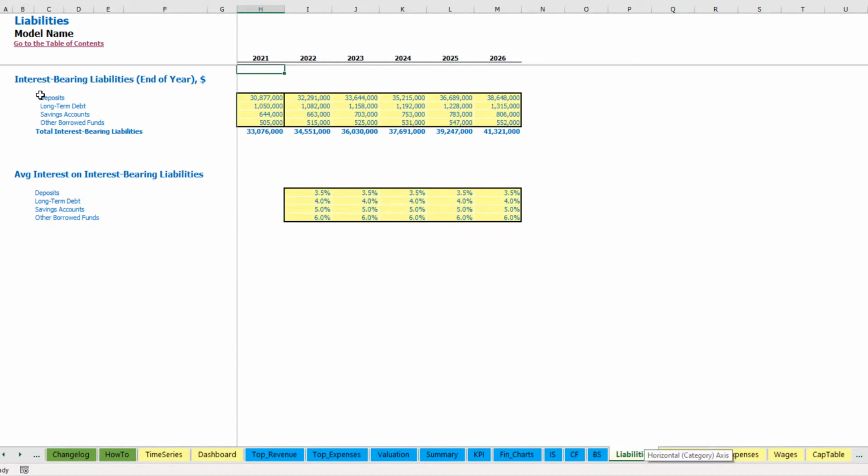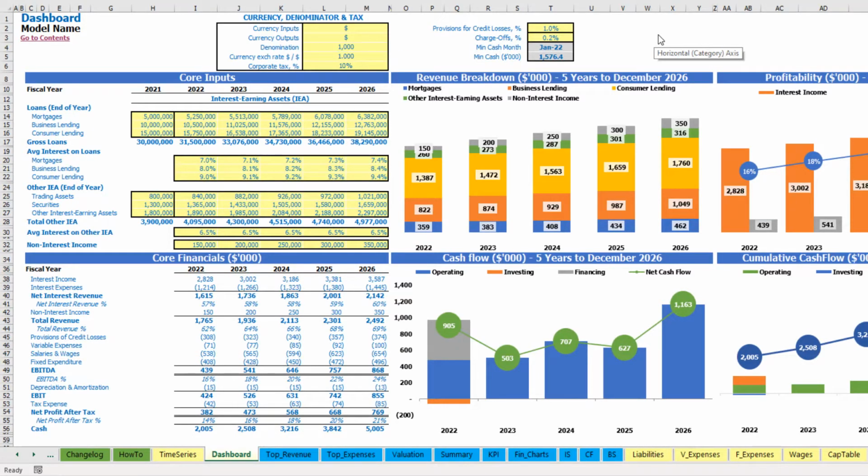The next step is to input the interest bearing liabilities. The same idea. You have 4 categories with a starting balance as of the end of previous year and 5 forecasted years. And you have average interest on interest bearing liabilities by years and by categories. Additionally, on top of the dashboard, right above the charts, you may input your provisions for credit losses as a percentage and percentage of charge-offs. And you may see some short KPIs like minimum cash and minimum cash months based on the model calculations.